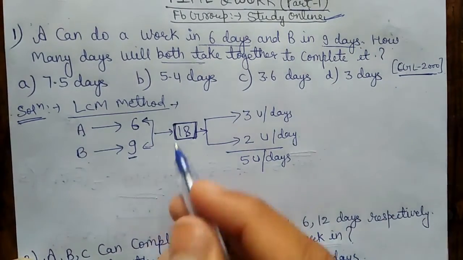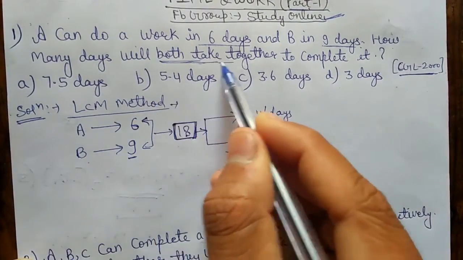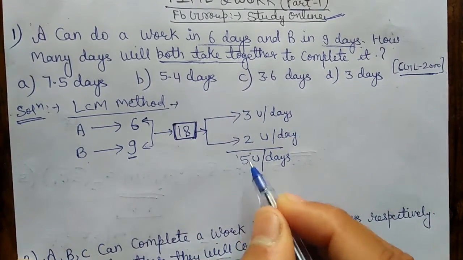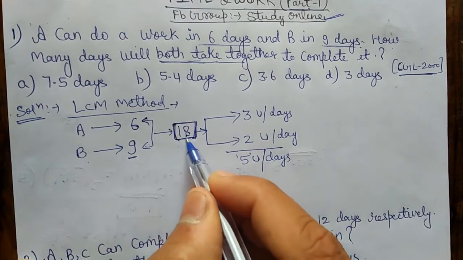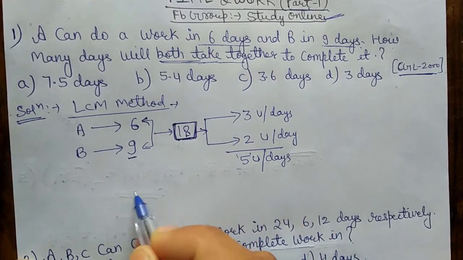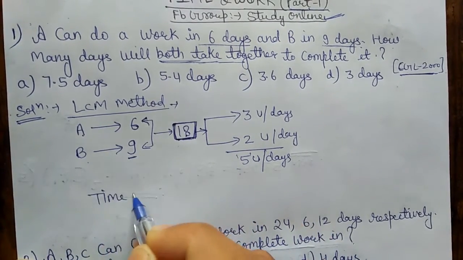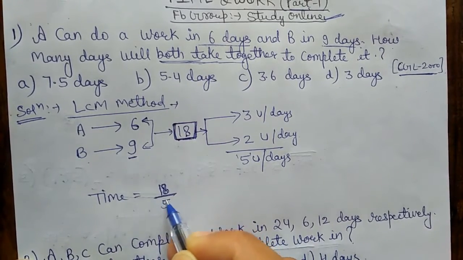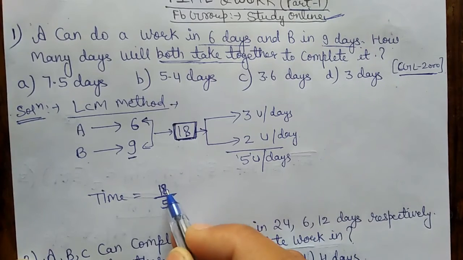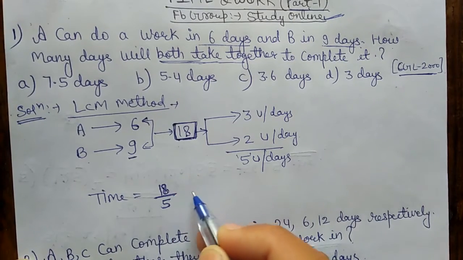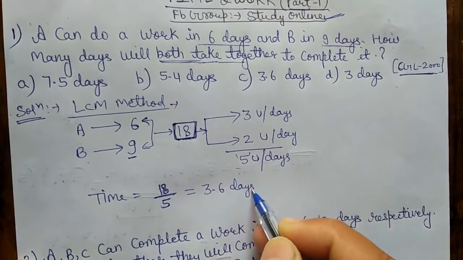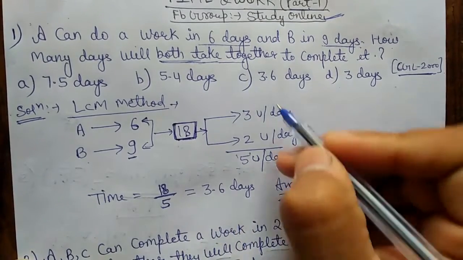Now we have to find the time. A and B together are doing 5 units per day and they have 18 units. That means time will be equal to 18 by 5. 5 units per day and 18 units you have to complete. That means 3.6 days they will take together. I hope you got this.